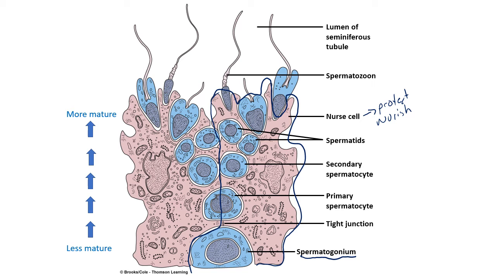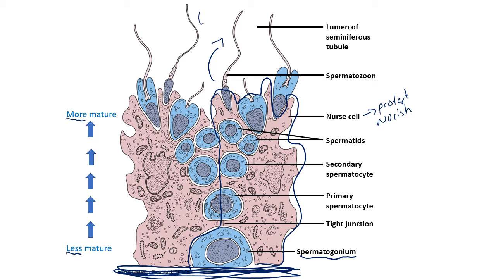As they move, down here would be the basement membrane, right down in this area here, and as they move through the spaces in between all of those nurse cells, they go from being less mature to more mature cells, to where by the time that they are released from the grips of the nurse cell there, they're then going to move out into the lumen.